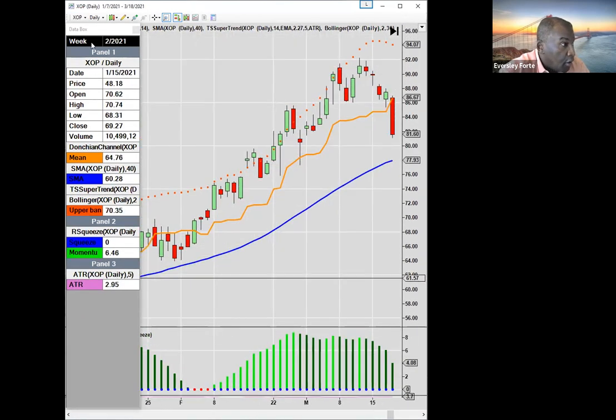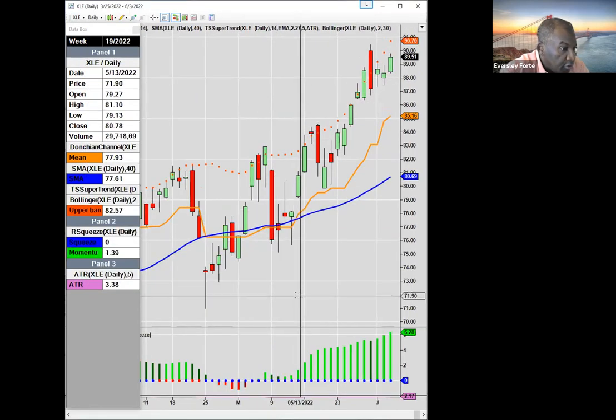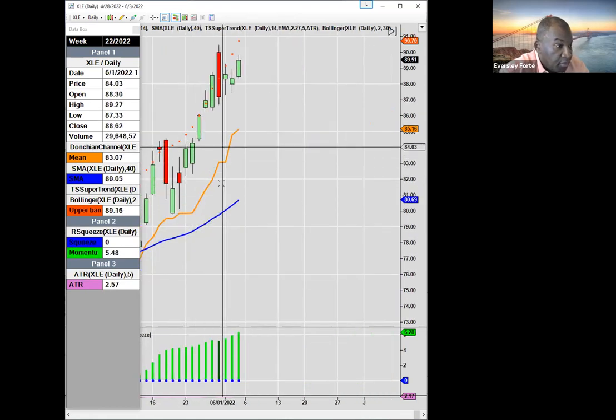And I know we had some energy ones. XLE, I think, came up valid recently. Here it is, XLE on May 13th, bullish cross up. That was a nice big mover.